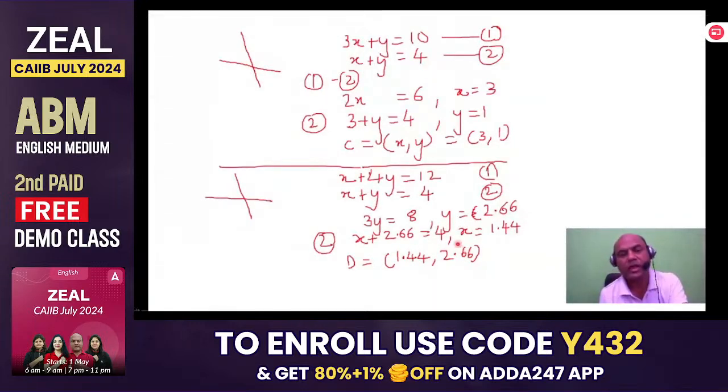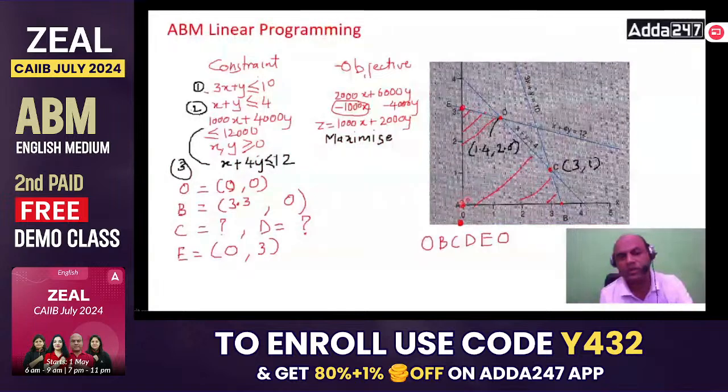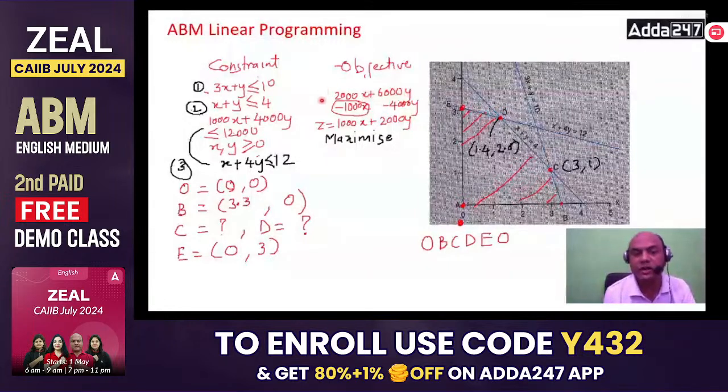Now what you have to do? You have got all the points: E, A, B, C, D. Now what is the z function? The objective is 2000x plus 6000y, radio and television, okay? So that z was the profit. So 1000x plus 2000y, this was your objective. You have to maximize this because it is a profit.